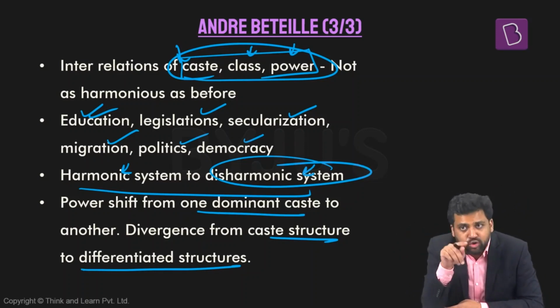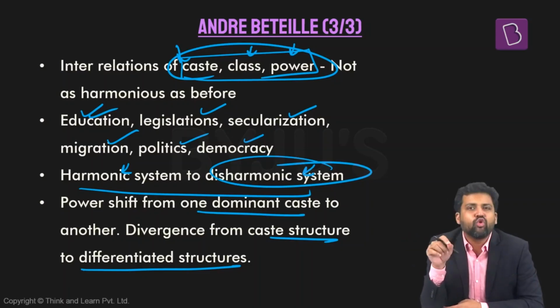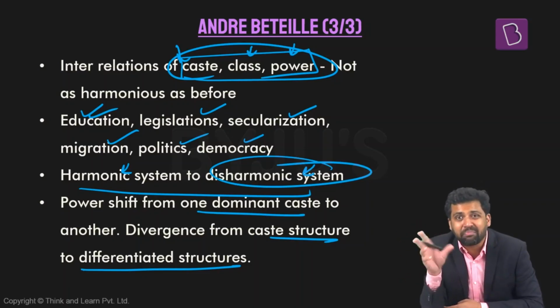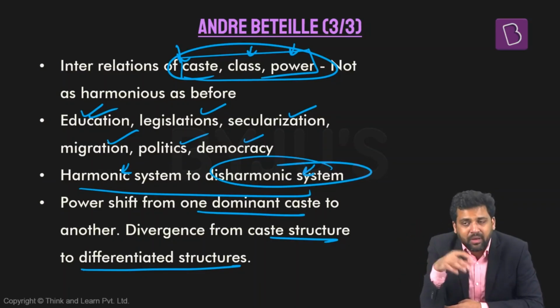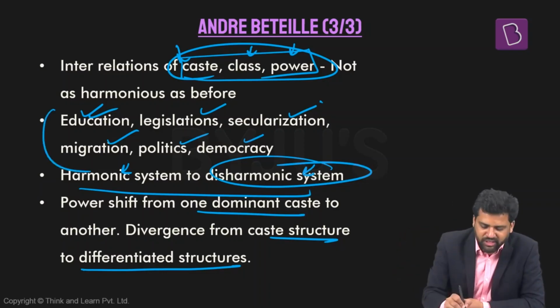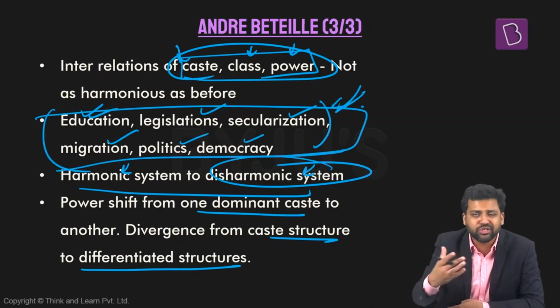And he's saying that if you have to understand social structures, the changes in social structures, you have to look at caste, wealth, power, and how each of these things are impacting one another. Previously you had a harmonic system, now you have a disharmonic system because of all these factors. Right? So education, legislation, civilization, migration, politics, democracy, they are bringing about these changes.